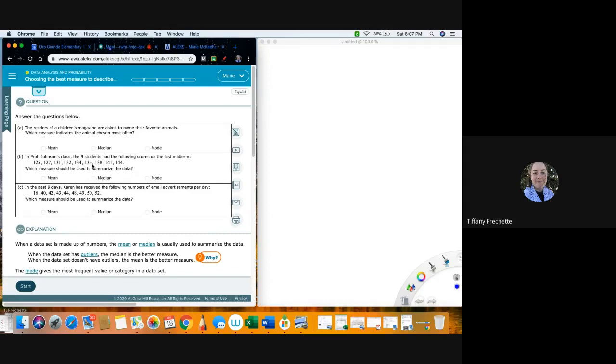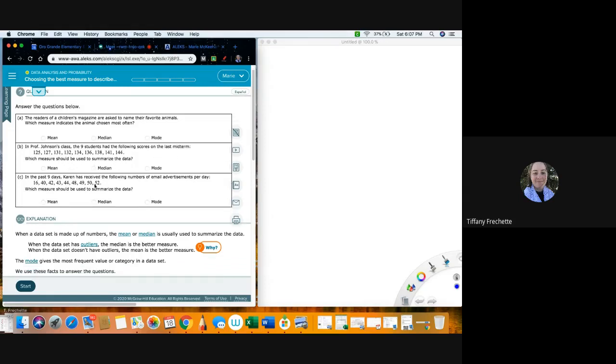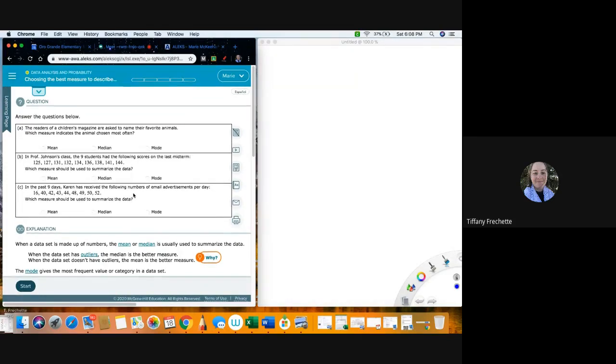So we have these three scenarios. We have the readers of children's magazines are asked to name their favorite animals. Which measure indicates the animal chosen most often? In Professor Johnson's class, the 9 students had the following scores. Which measure should be used to summarize the data? In the past 9 days, Karen has received the following numbers of email advertisements per day. Which measure should be used to summarize the data? So we have to know when is the best time to choose these.